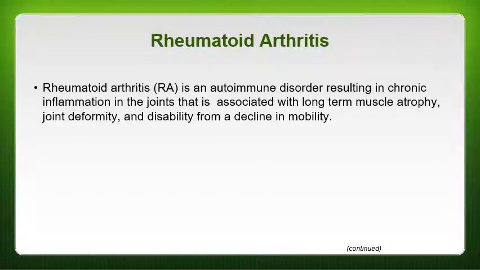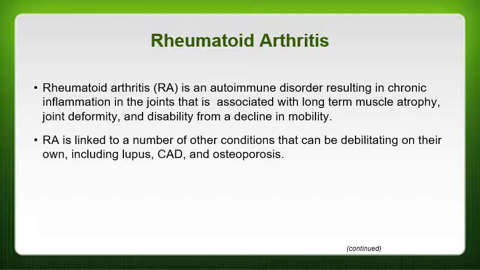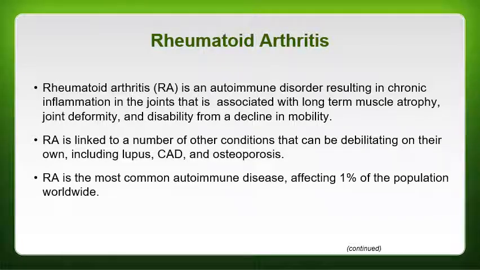So rheumatoid arthritis is an autoimmune disorder that results in chronic inflammation of the joints. It's also associated with long-term muscle atrophy and joint deformity, and eventually, over time, because of what goes on with the joints and the muscles, disability and a decline in mobility. It's linked to a number of other debilitating conditions. Lupus, coronary artery disease, and osteoporosis are conditions that often get linked with rheumatoid arthritis.